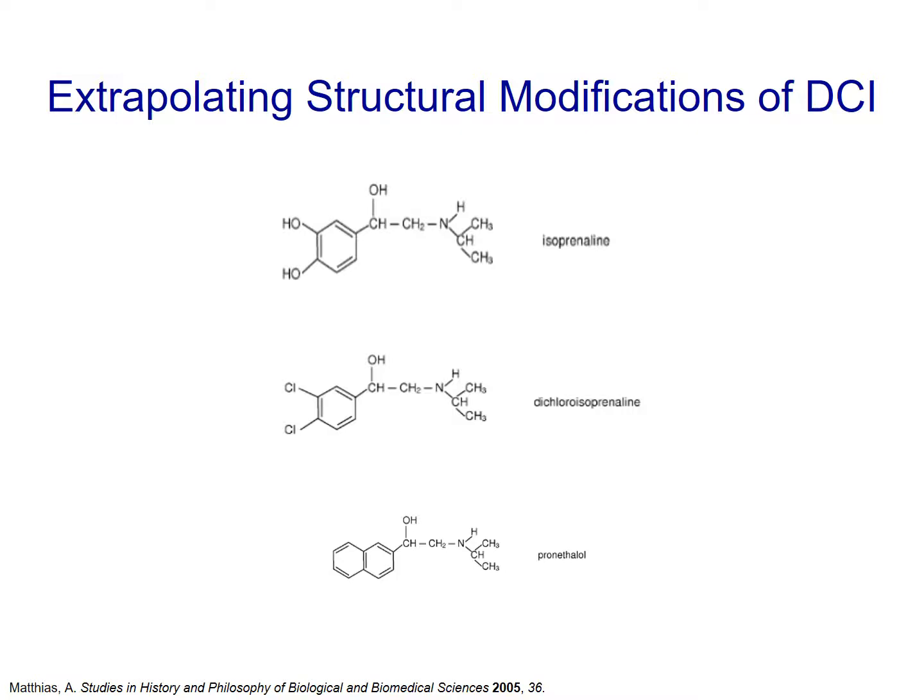Thus, he proposed making a naphthyl analog of isoprenaline in which the chlorine groups were substituted by a fused benzene ring, as this modification would further increase the size of the side groups while maintaining conformational stability. As a result, Black synthesized pronetholol, which fulfilled his goal of developing a beta antagonist without any agonist activity.